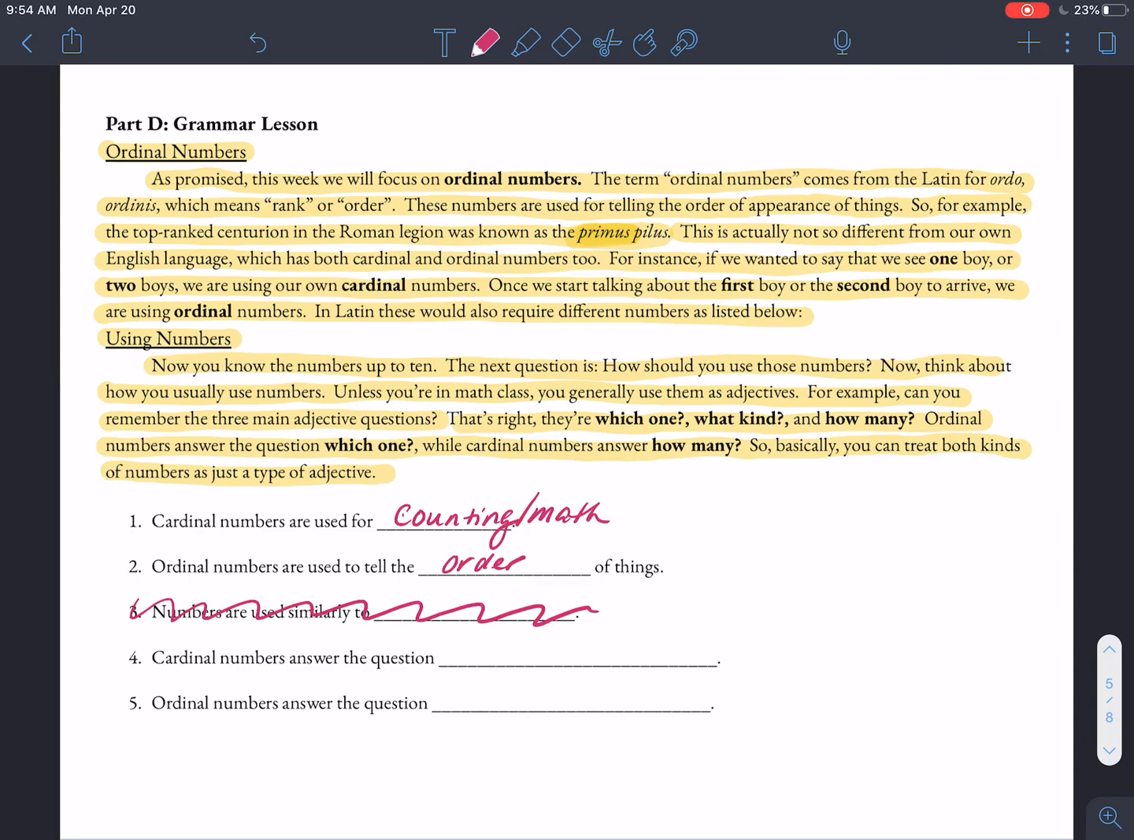Okay, number 4. Cardinal numbers answer the question how many, while ordinal numbers answer which one. Okay, just a further example of that, just to illustrate it.